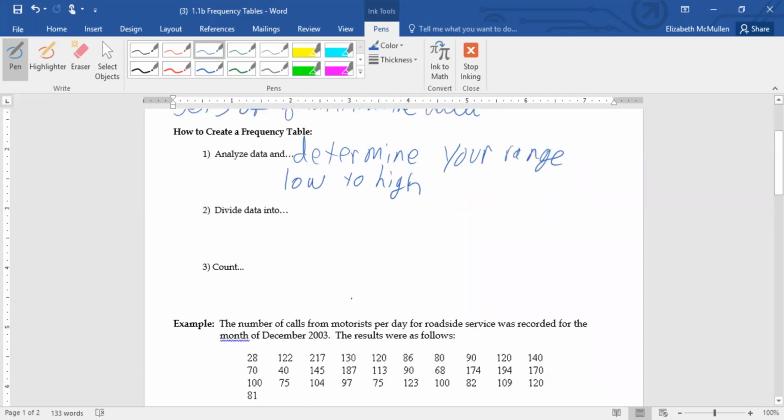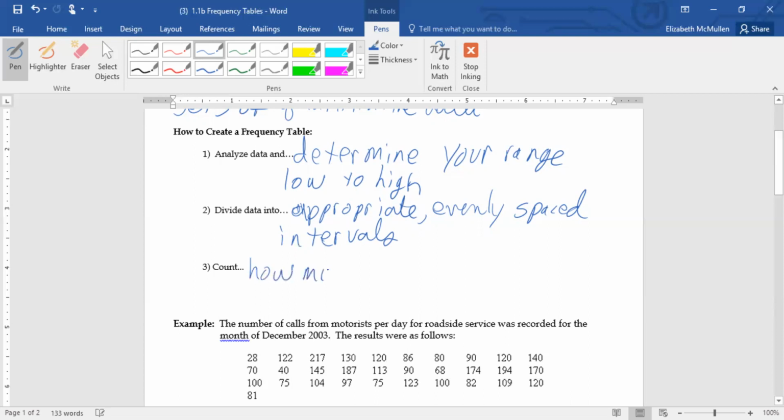All right, divide data into appropriate, evenly spaced intervals. All right, and last, count how much goes into each interval. And this will all make sense in just a moment.